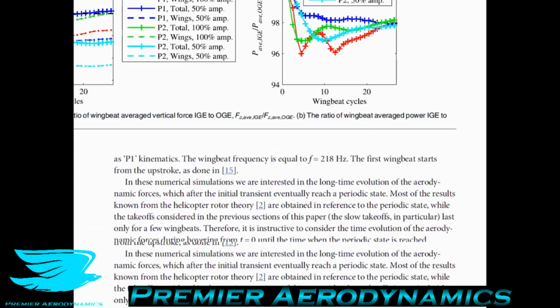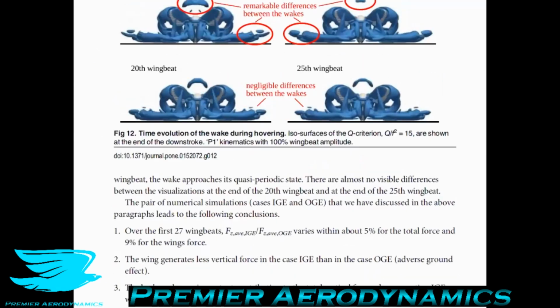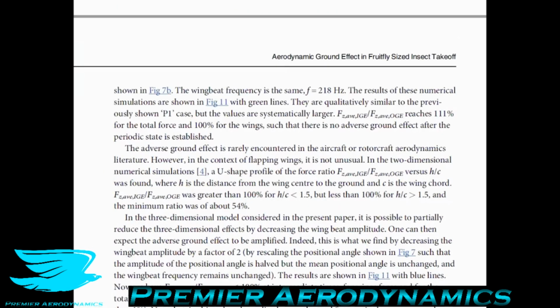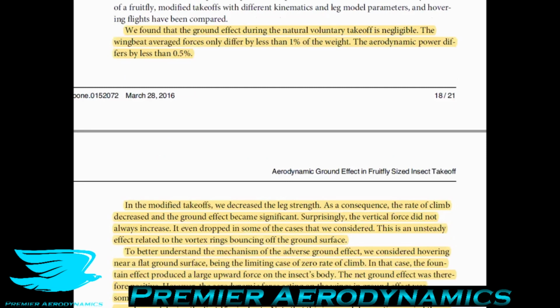So that means there is some difference between an insect and this model. However, how much the results map onto it is probably still pretty good to some extent. So that's one thing they could look into further. If you have a flexible wing where it is bending, they might have a different ground effect during a regular takeoff. And then they go on and say that they found that the ground effect during the natural voluntary takeoff is negligible.